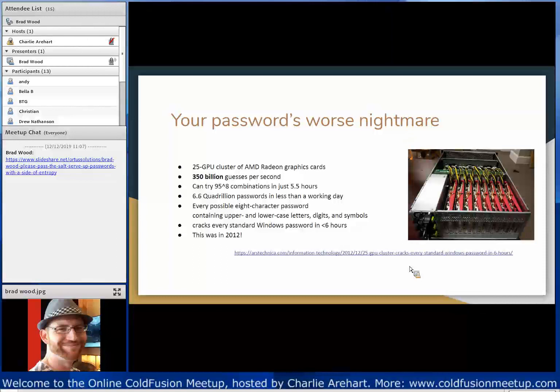Hackers have had the ability to guess 350 billion guesses per second when creating lookup tables, and that was 7 years ago. So it can try 95 to the power of 8 combinations in just 5.5 hours. That means it can create 6.6 quadrillion passwords in less than a working day. Every possible 8-character password containing upper, lower, digits, symbols, they were able to crack every standard Windows password in less than 6 hours. And like I said, that was 7 years ago. So you may be surprised to realize just how advanced of tooling hackers have.